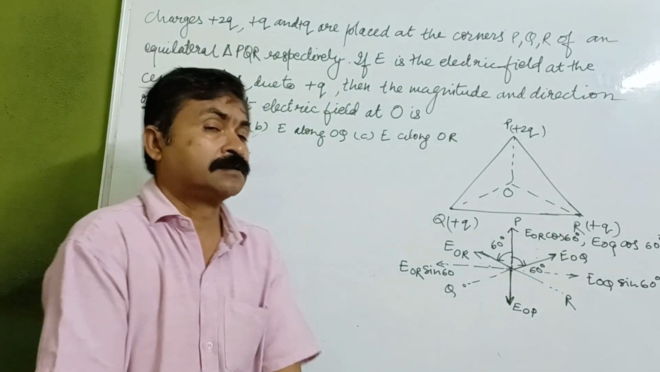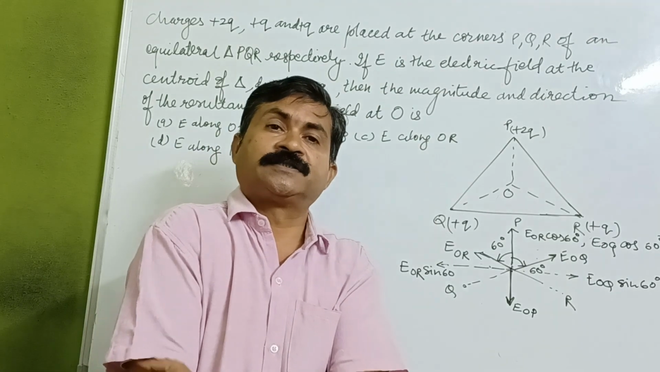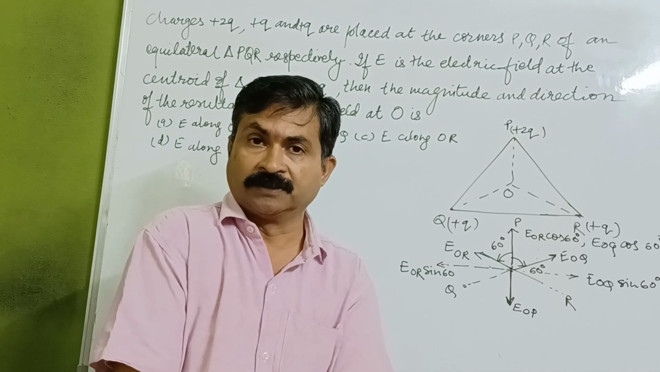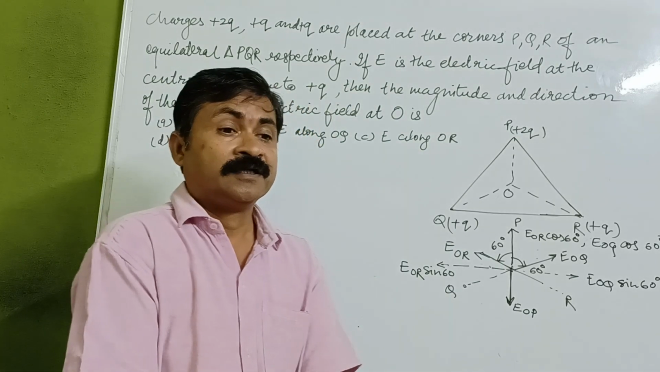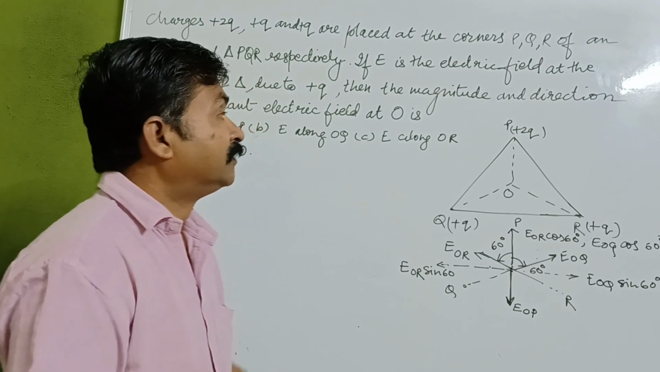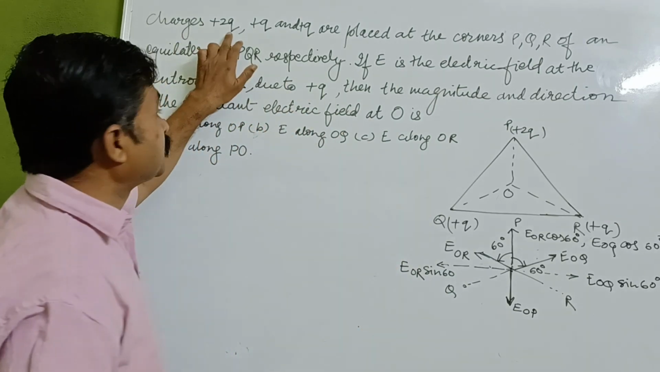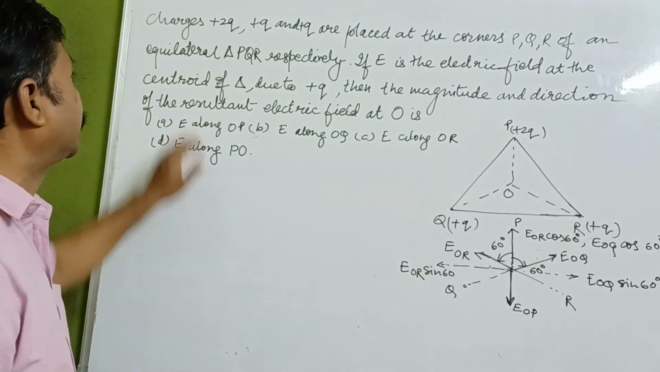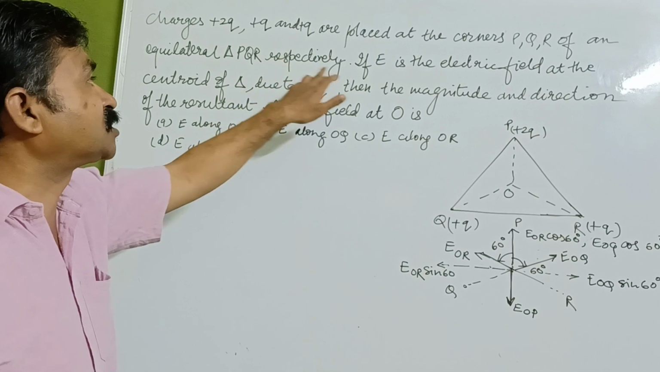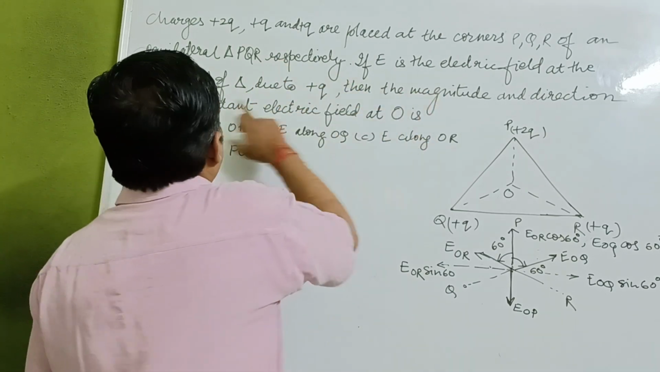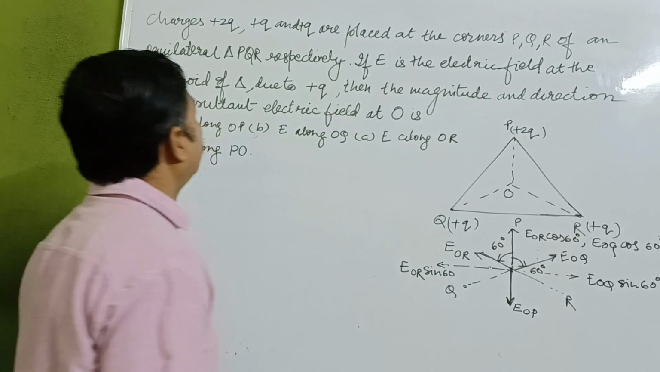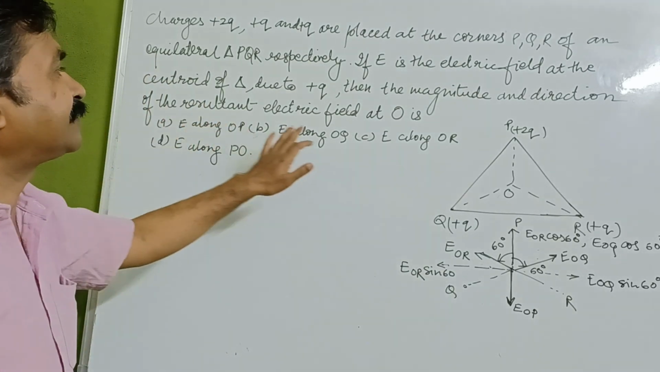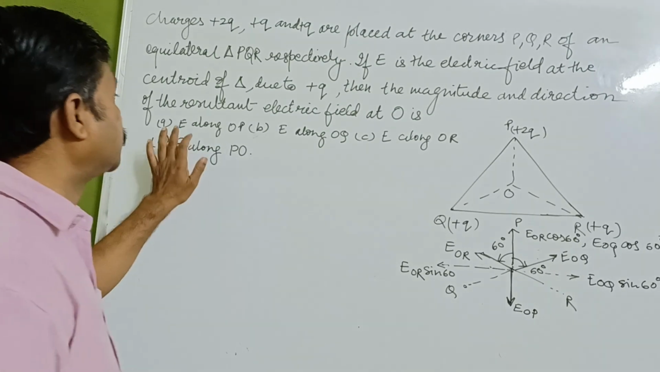Yes, dear students, in continuation with the series of numericals, we have another numerical or MCQ type question, which is based on the electric field. The question: charges +Q, +Q and +2Q are placed at the corners P, Q, R of an equilateral triangle PQR respectively. If E is the electric field at the centroid of the triangle due to +Q, then the magnitude and direction of the resultant electric field at O is E along this.